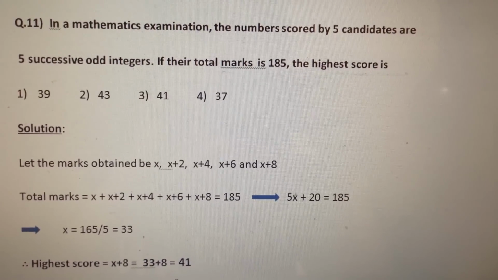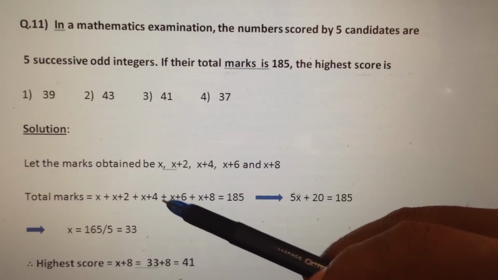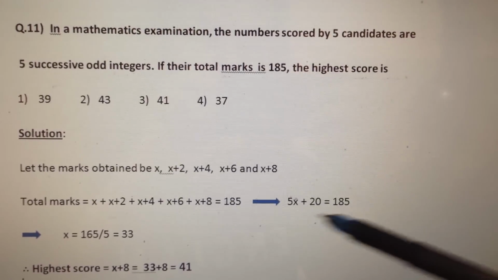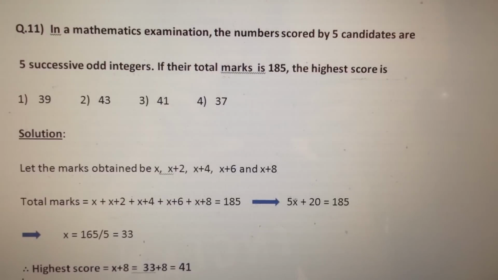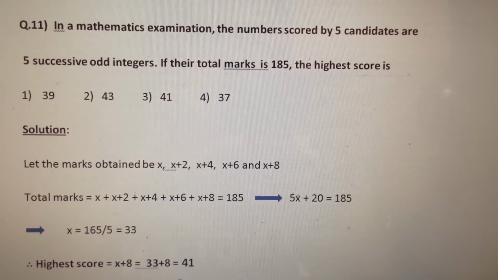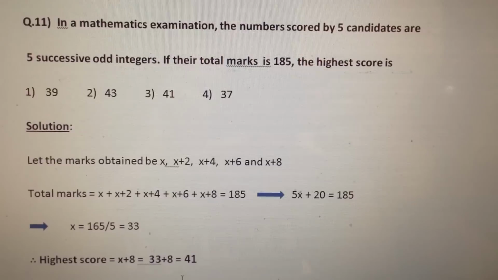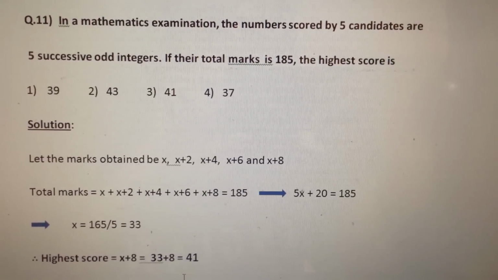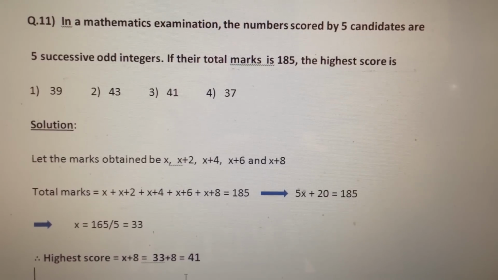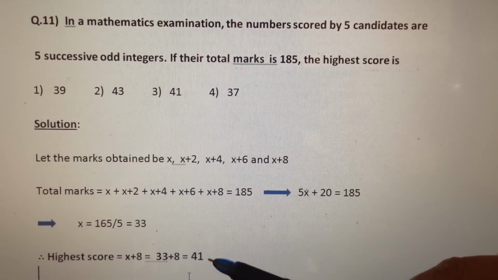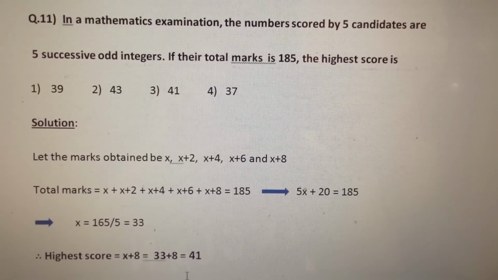Now the total marks are equal to x plus x plus 2 plus x plus 4 plus x plus 6 plus x plus 8, which is given as 185. So this implies 5x plus 20 is equal to 185. On solving, x is equal to 33. Now we are asked to find the highest score, which is equal to x plus 8, which is equal to 33 plus 8, which is 41. The answer is option number 3.